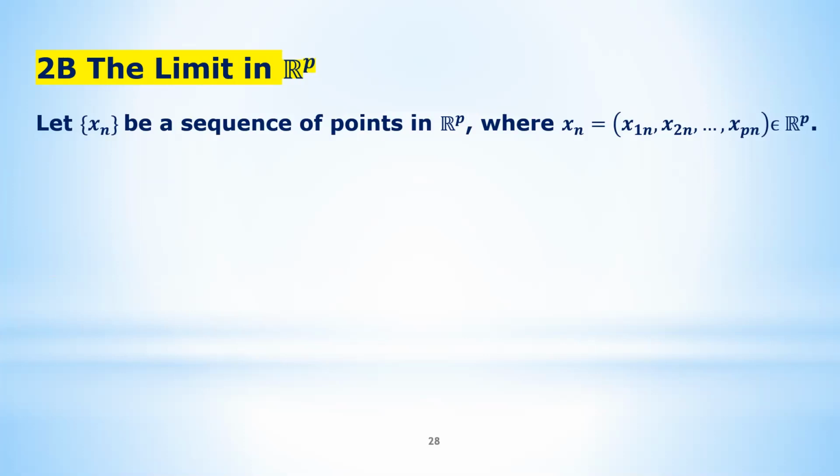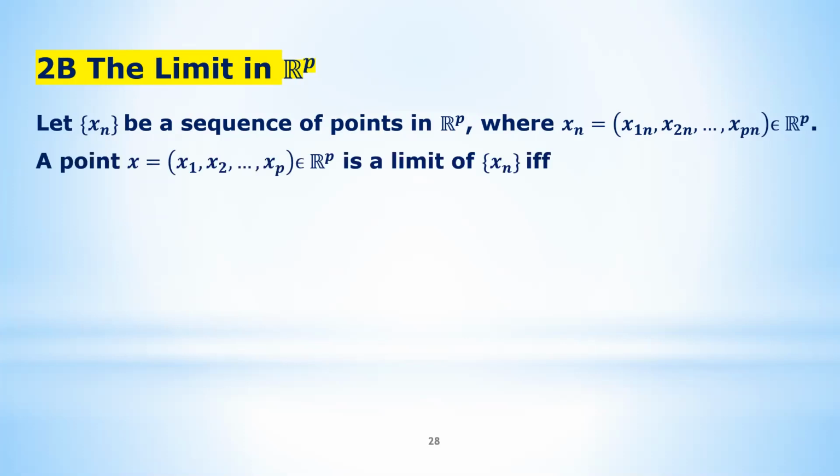So this means that if you have a sequence of points, then for each component you have a sequence of numbers. Like the first component is x1n, as n varies. So the first component consists of a sequence of numbers. The second component consists of another sequence of numbers. Every component consists of a sequence of numbers. You have p sequences of numbers associated with a sequence of points.